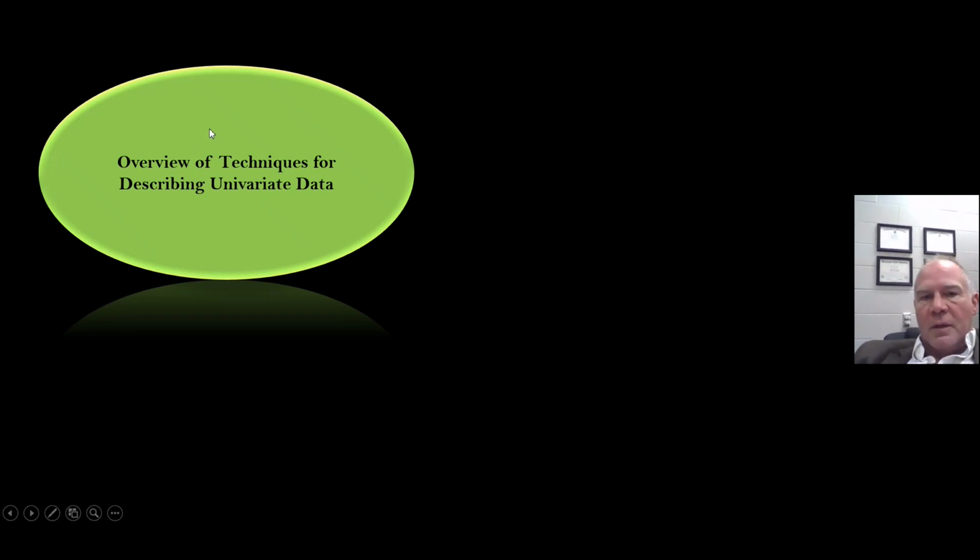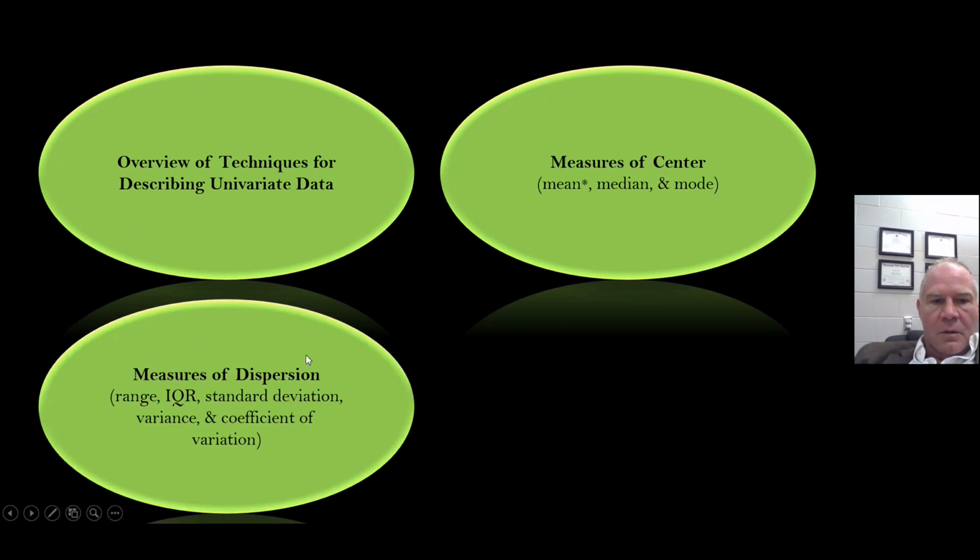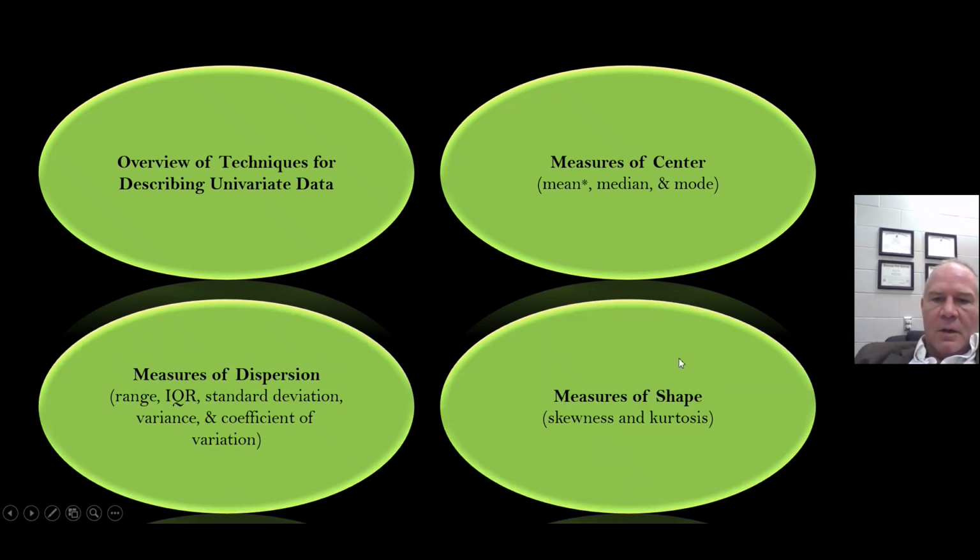We will go into more detail in subsequent lectures and focus on the measures of center, the measures of dispersion, and measures of shape, skewness, and kurtosis. Now you notice I put a little asterisk next to the mean, and that's because there's actually multiple means. In this class, we will only cover the arithmetic mean and the overall or weighted mean. But just keep in mind there are other means like the geometric mean and the harmonic mean.